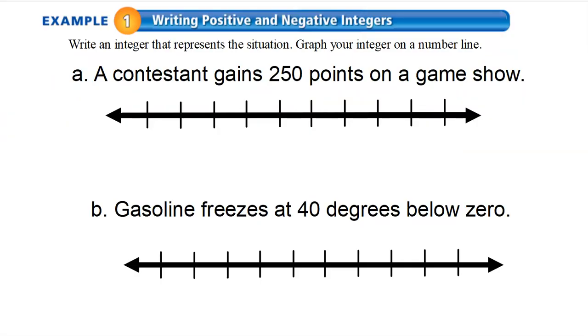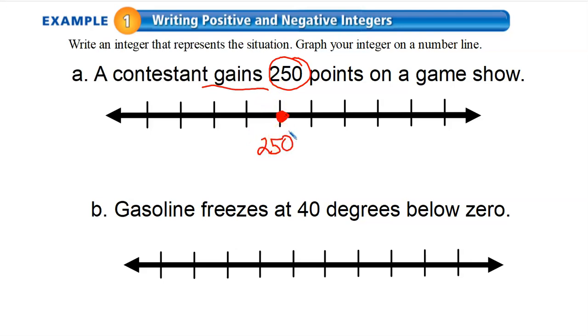Okay, so now we're going to write some positive and negative numbers, and then we're going to graph them. So if a contestant gains 250 points on a game show, that's a positive number, right? So it's an integer, and it's a positive integer. So what I want to do is pick somewhere near the middle of my graph, and I put a big closed circle, and I put my 250.